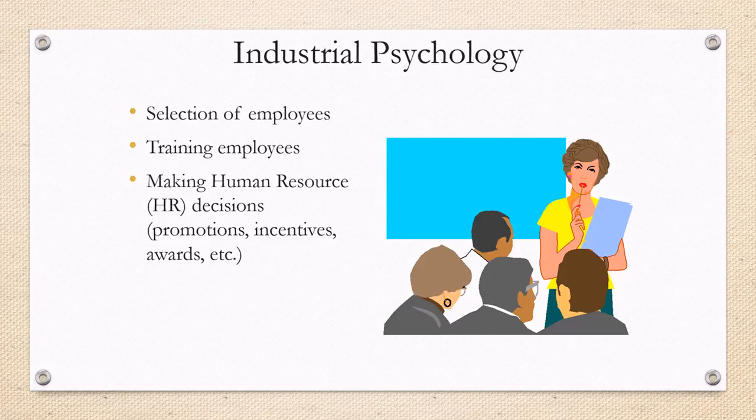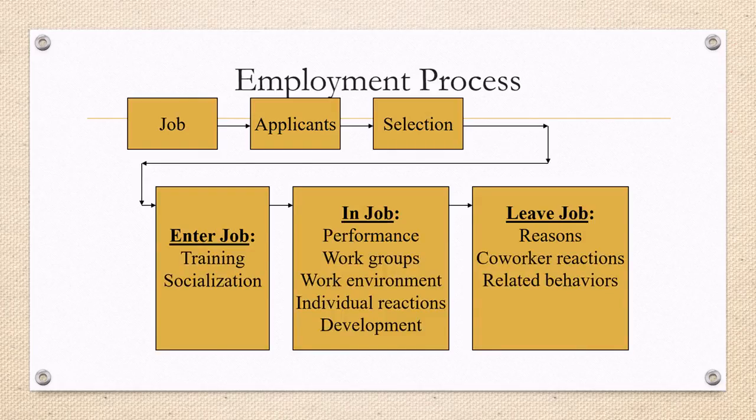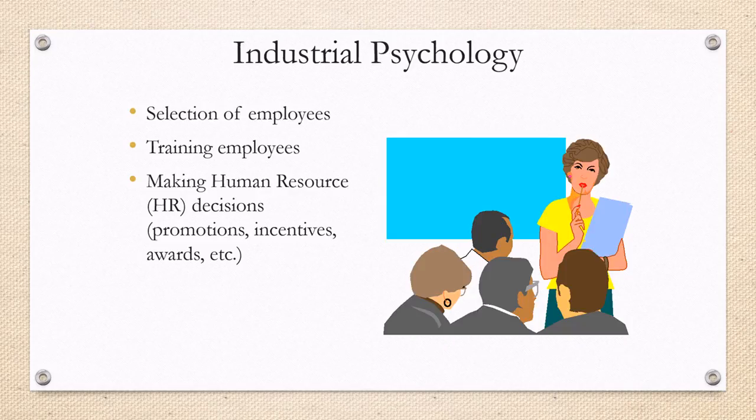Now, generally, we divide up industrial organizational topics into what are considered industrial topics and organizational topics. Industrial topics include that first half of the employment process, from bringing potential applicants in to training them. And this includes things such as selection, that is also recruitment of employees, training employees, and making other human resources decisions such as promotions and incentives.